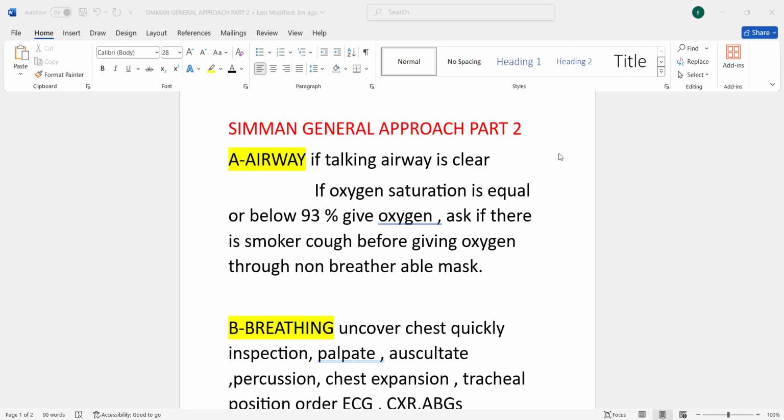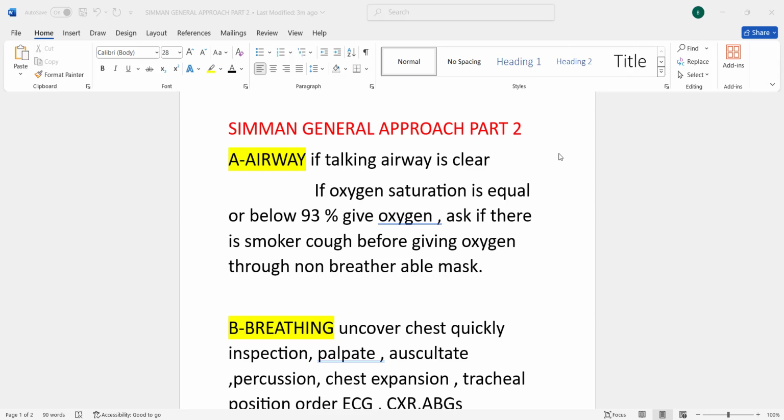If the patient is already talking, this means that the patient's airway is clear. But still, if his oxygen saturation is below or equal to 93, you have to give him oxygen at this point in airway. Most doctors make the mistake of not giving oxygen in this part. So this is the most important part: you have to give oxygen as soon as possible.